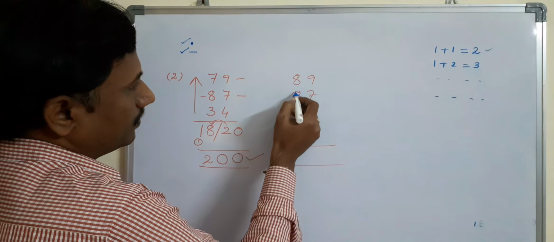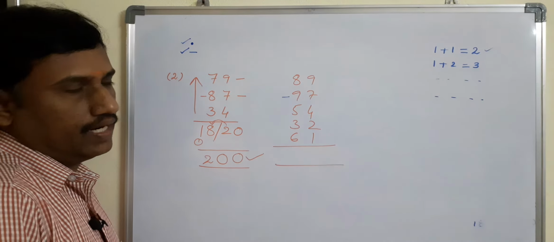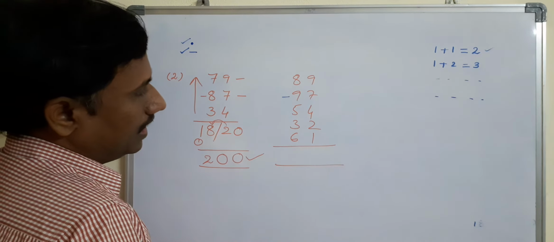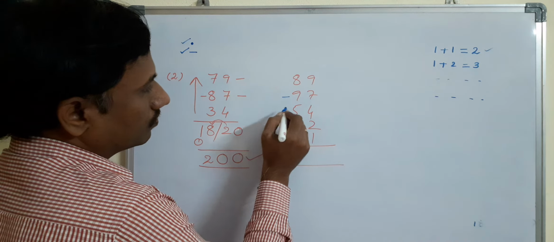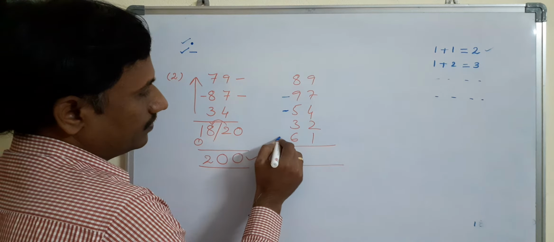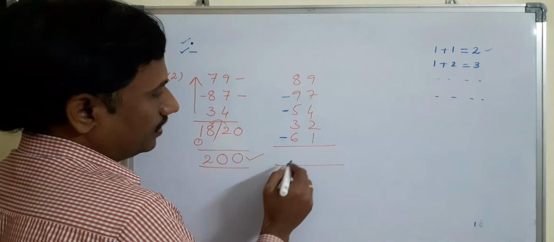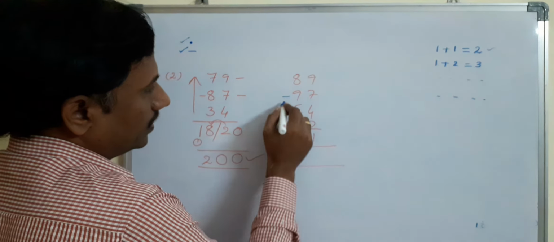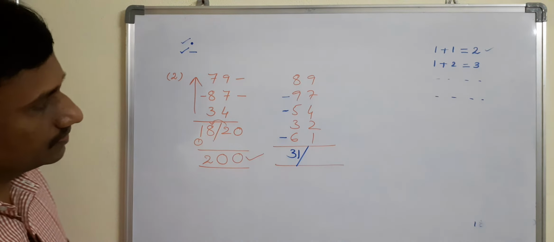Okay. 8 plus 9, 17. 17 means just 7 only. You have to keep in mind and put a bar. And 7 plus 5, 12 means 2 bar. 2 plus 3, 5. 5 plus 6, 11. 11 means 1. Put a bar, don't forget, okay? It is 1. And how many bars? 3 means it is 31.